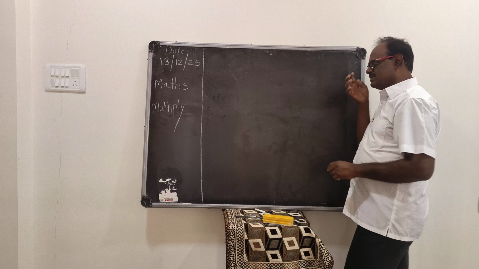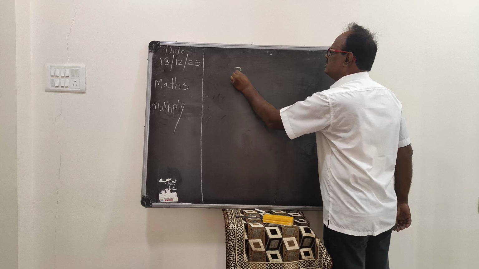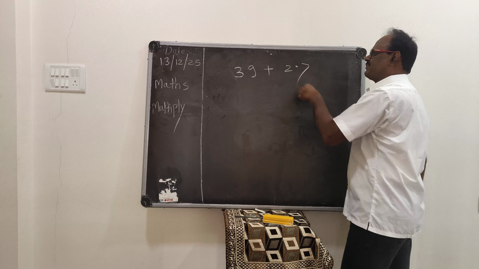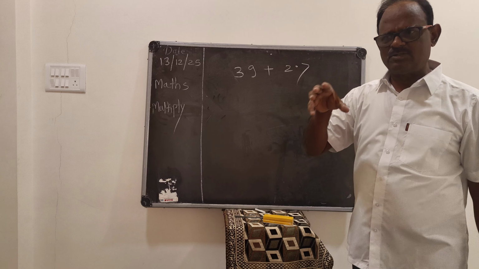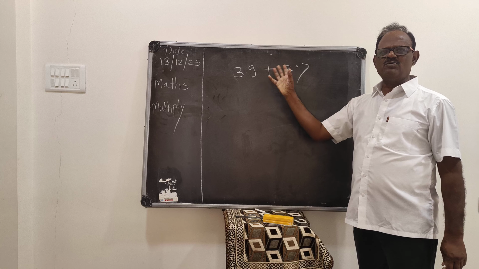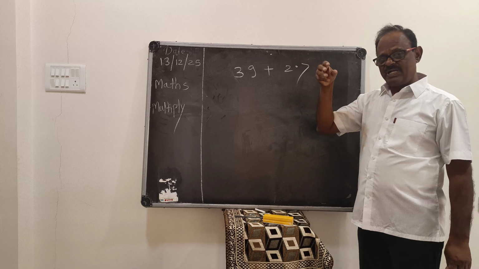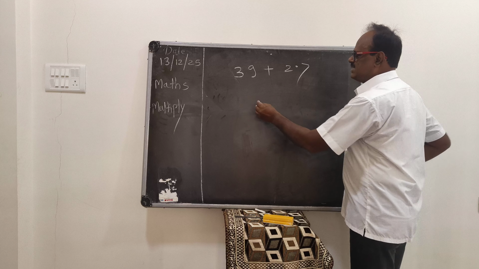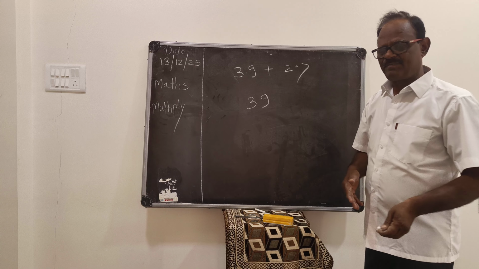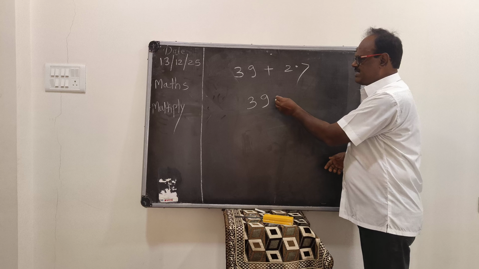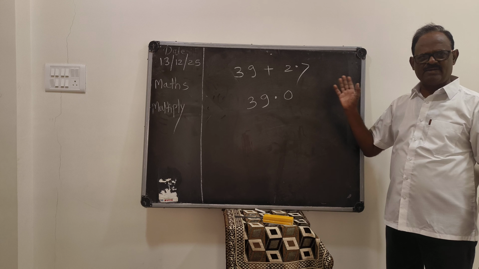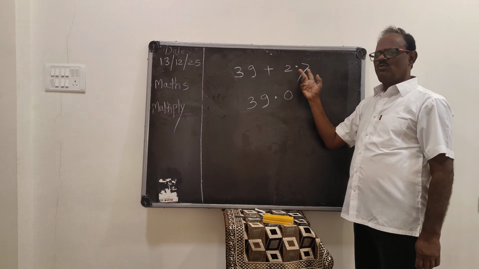Now suppose I want to add 39 plus 2.7. Many students are confused how to add this. So we will use the concept that there is a decimal point in every number. We know 39 means 39.0, and we have to add 2.7.